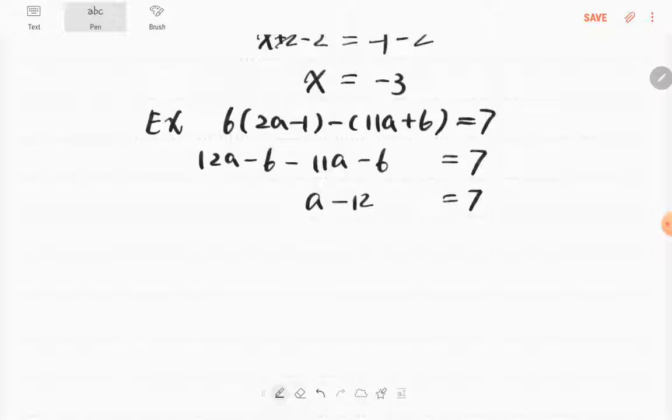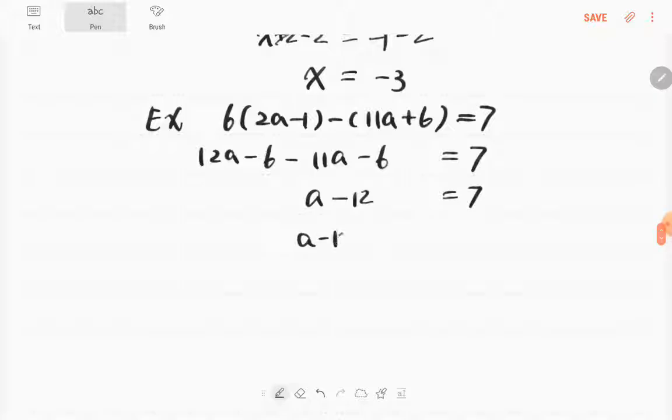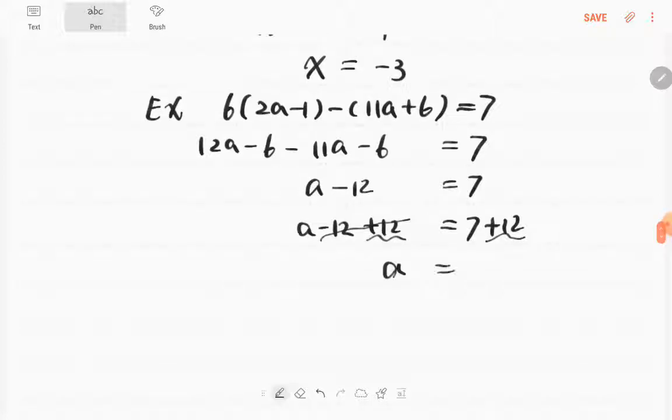We'll get 7 on the other side. So on both sides, we can add 12. We can add 12 to both sides. Now we can cancel out. Only a is left. So a is 19. Okay, that's for the simplifying. Of course you can still plug it into your equation to test if 19 is your solution.